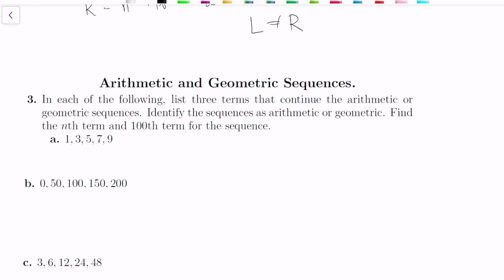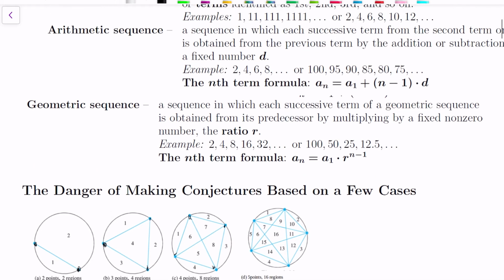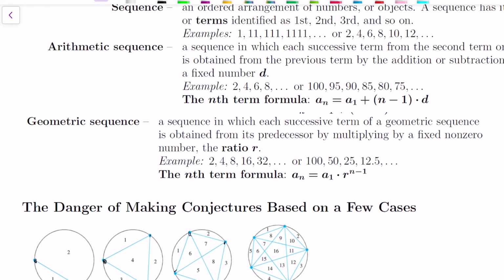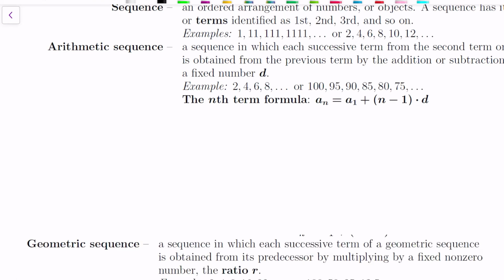Okay, so now let's move to arithmetic and geometric sequences. It's something that I put here. Arithmetic and geometric sequences formula. So first, what's an arithmetic sequence?